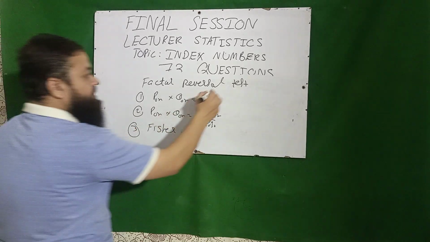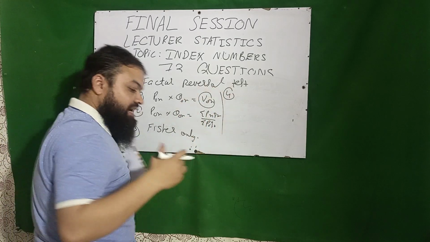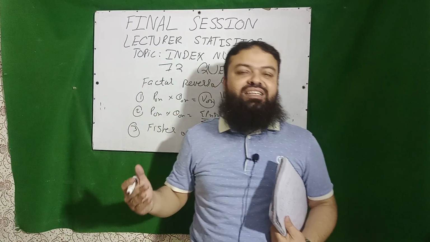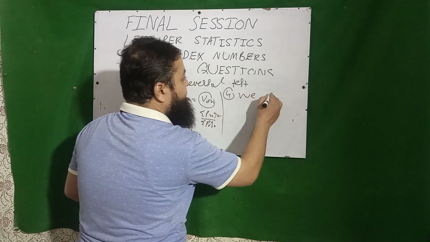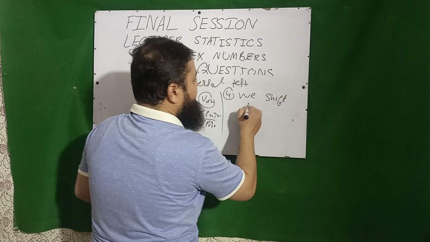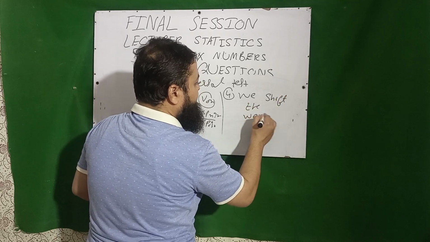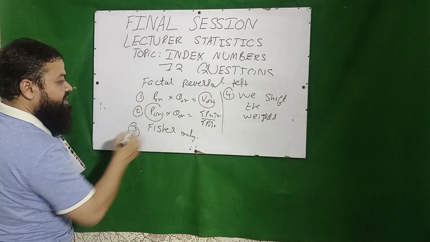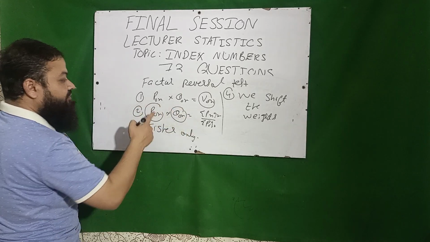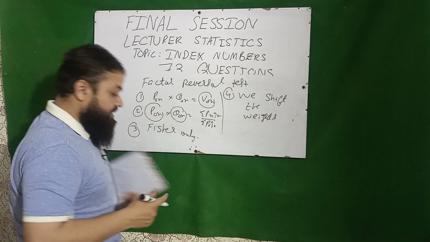A very important one. And the next question is, as I told you, in the time reversal test we shift the base, and in the factor reversal test we shift the weights. If you notice, it is a price index number and it is a quantity index number. We have just changed the weights. A very important one.